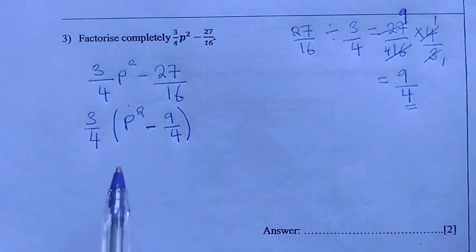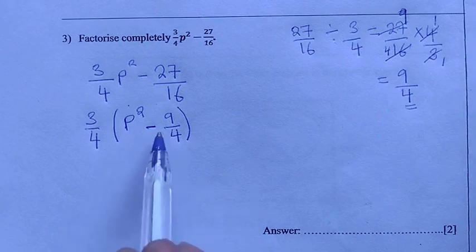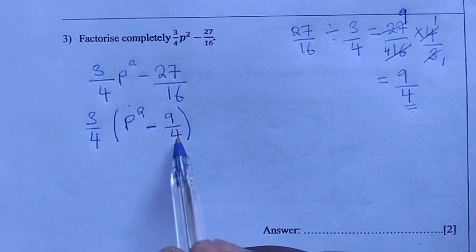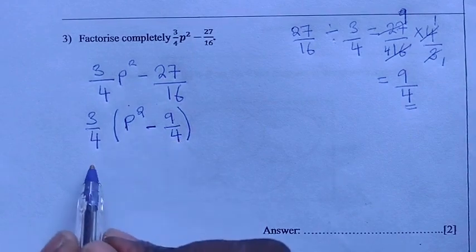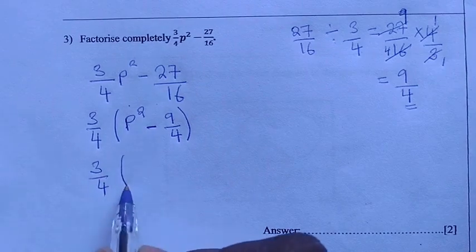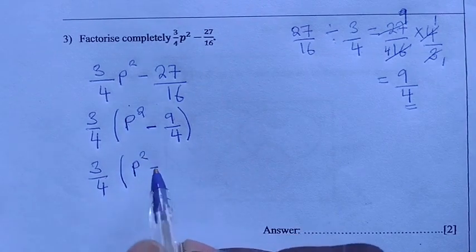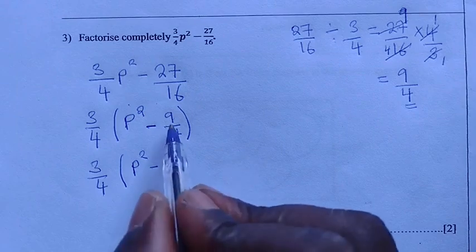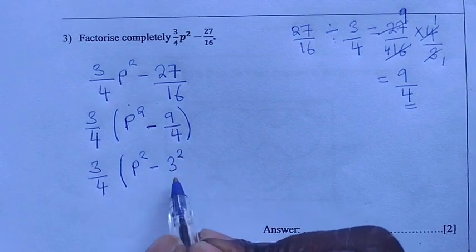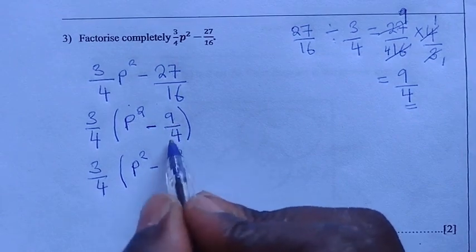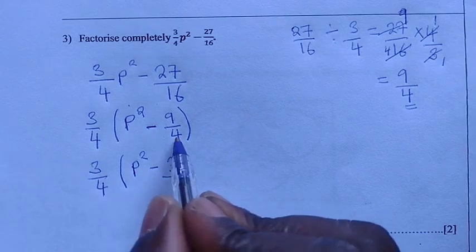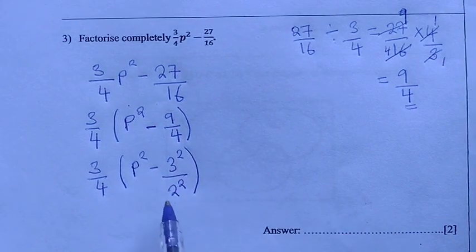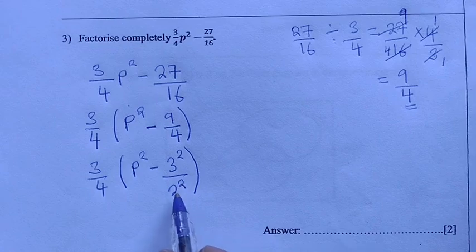Now from this stage, when you take a look at the brackets, we have the difference of two squares, because we have p squared, then this 9 is a perfect square, also 4 is a perfect square. So we are going to write 3 over 4, open bracket, p squared minus. So this 9 is a perfect square, so the number that you can multiply by itself twice to get 9 is 3 squared, meaning 3 times 3 to give us 9. So I've not changed anything here, it's just the same. Okay, over this 4, it's 2 to the power 2. Okay, because I know when I multiply 2 to the power 2, 2 times 2, I get 4.